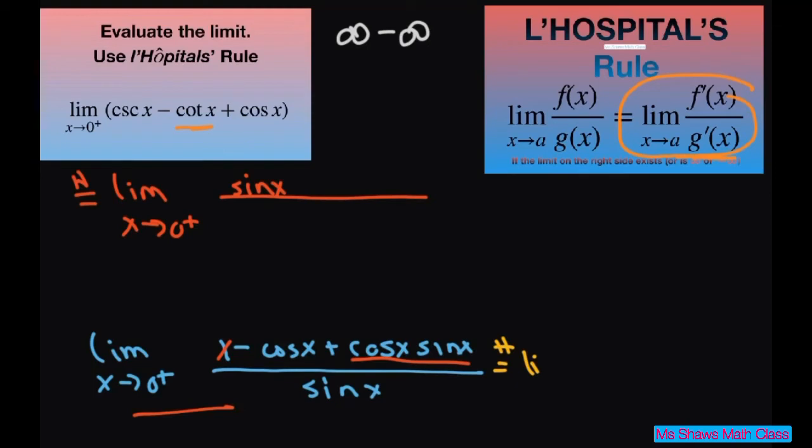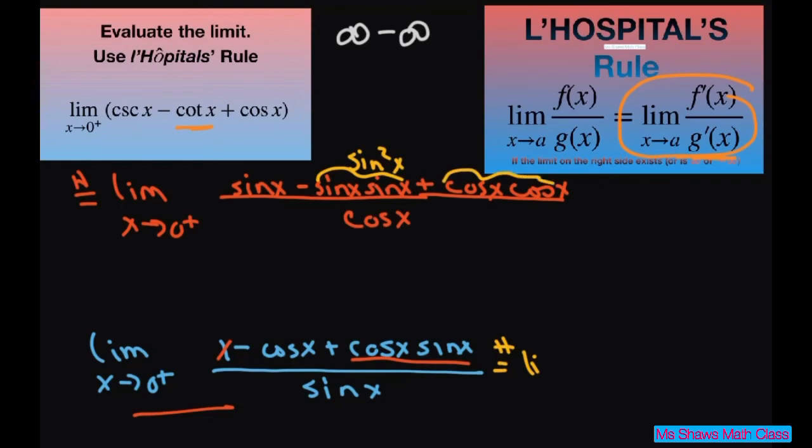You're going to get minus sine times the derivative of cosine, which is sine, and then plus cosine times the derivative of sine, which is cosine. Then you take the derivative of your denominator, which is sine of x, and that's cosine of x. So basically this is going to be sine squared, and this is going to be cosine squared.